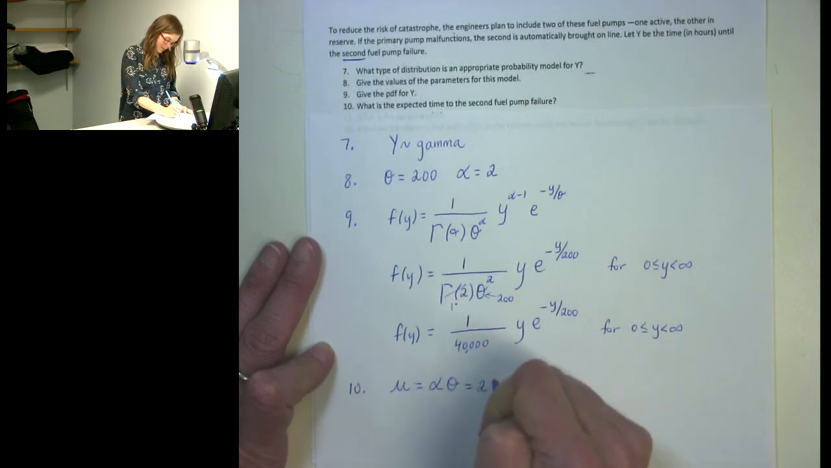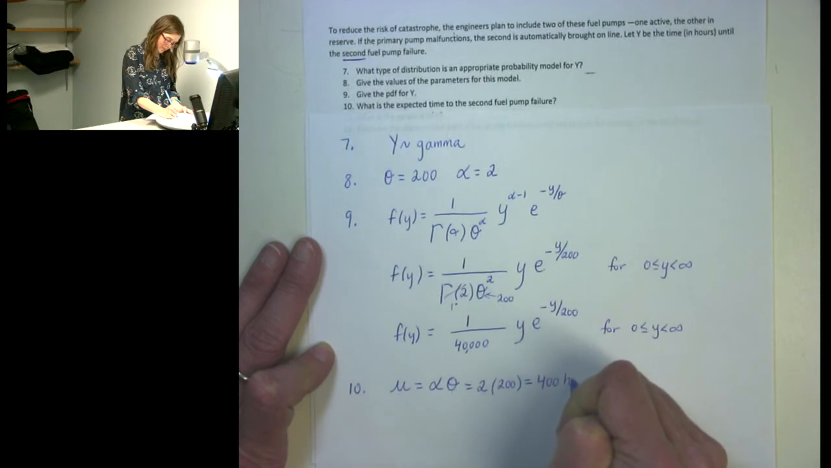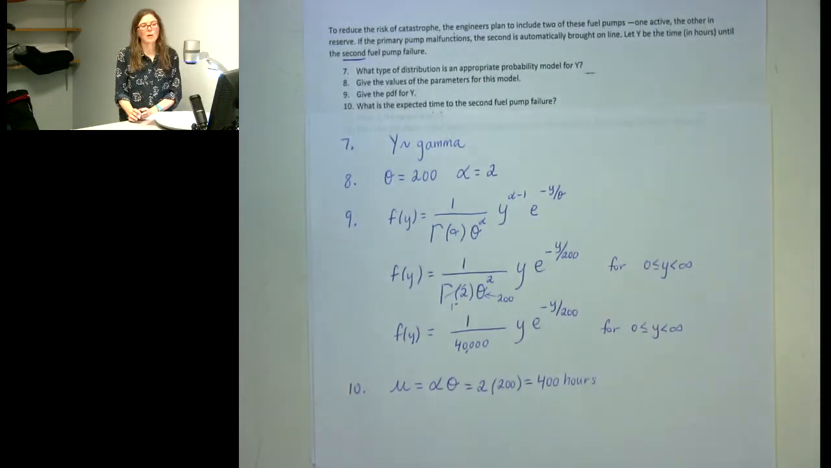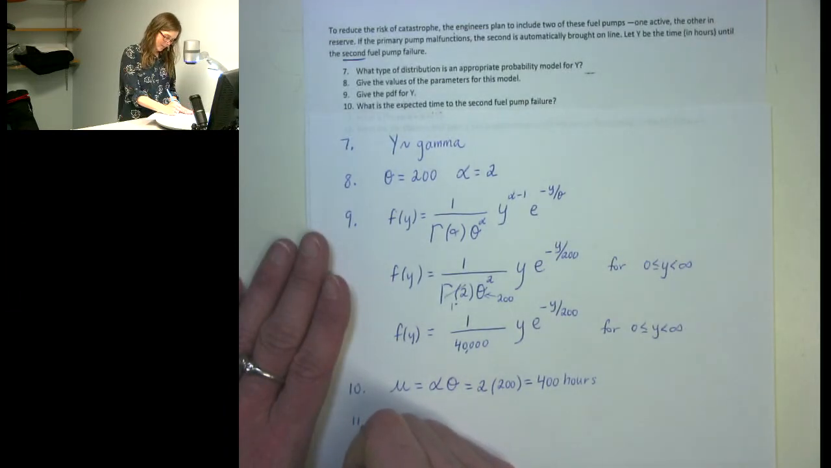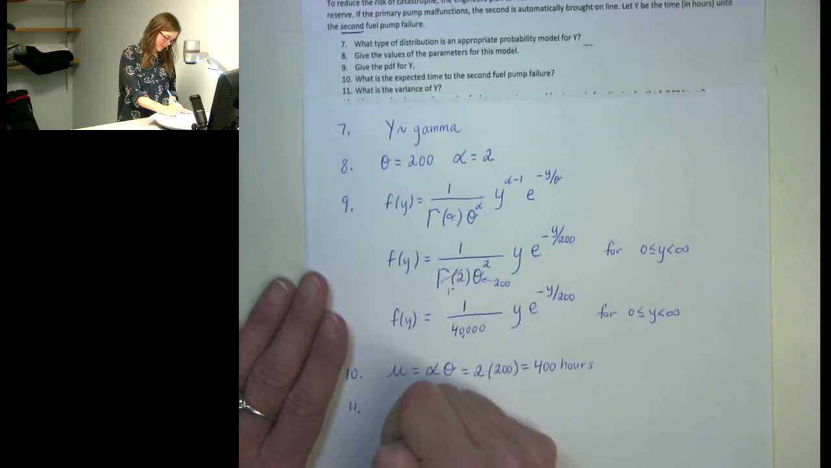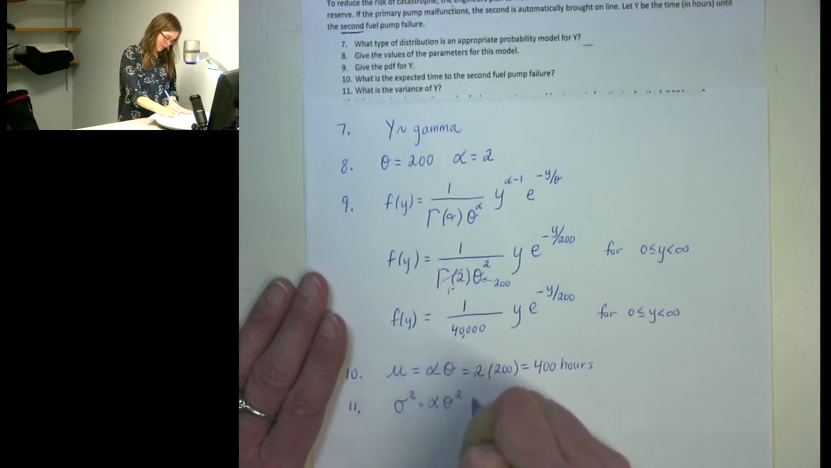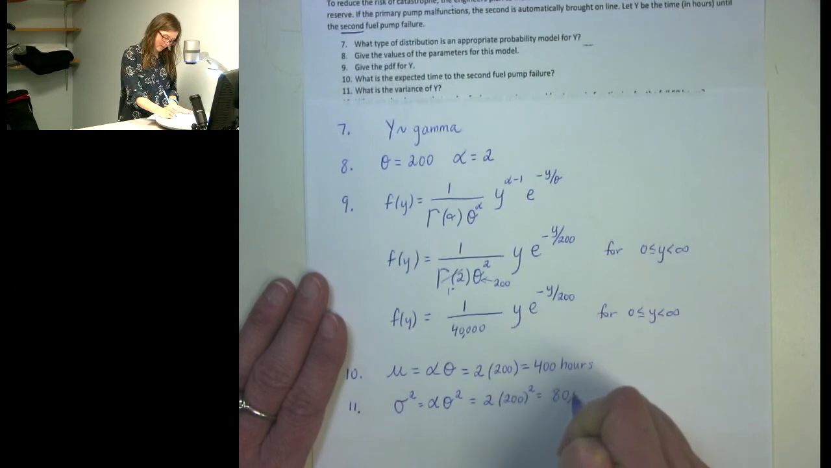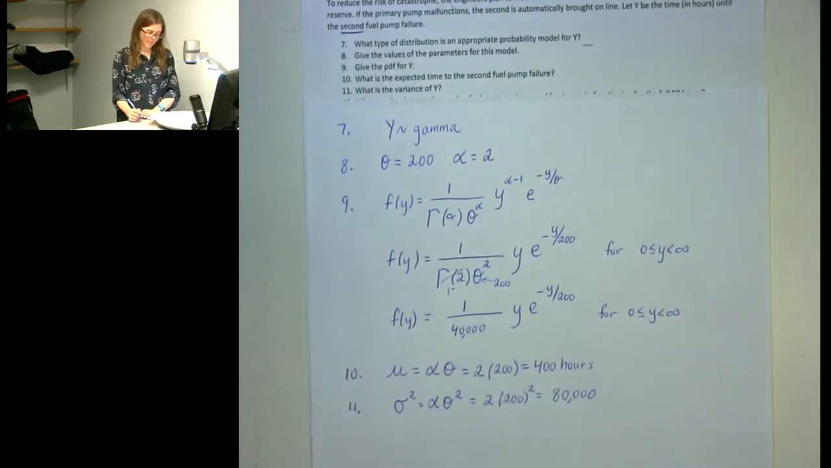2 times 200 gives us 400 hours, which would be the average time until the second fuel pump fails. Question 11: we want to know what the variance of y is. The variance of the gamma distribution is alpha times theta squared. So we have 2 times 200 squared, which gives us 80,000 hours squared as our variance.